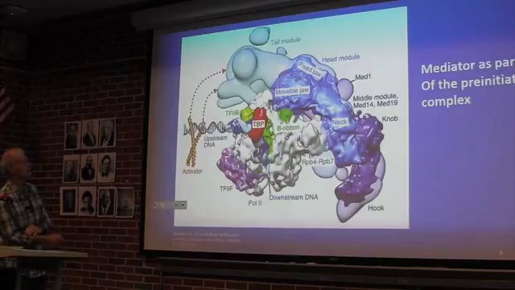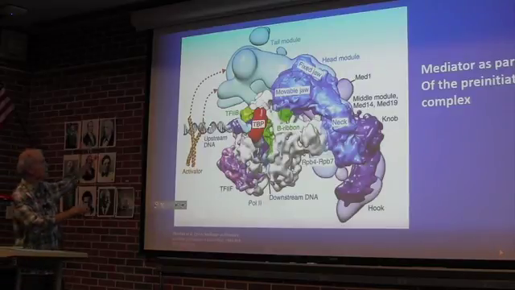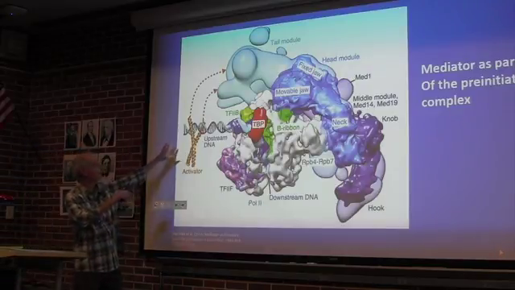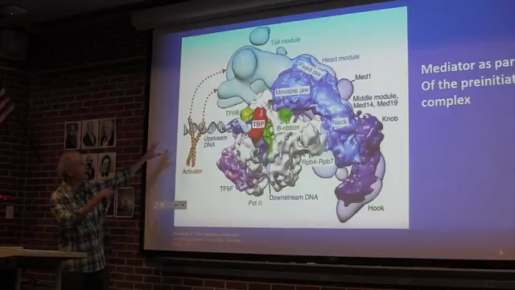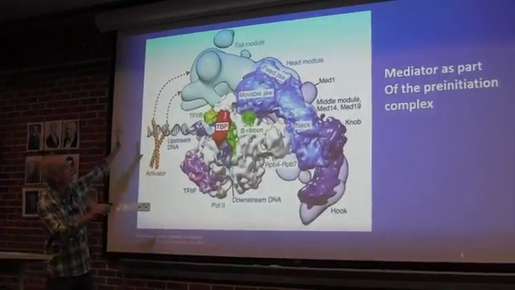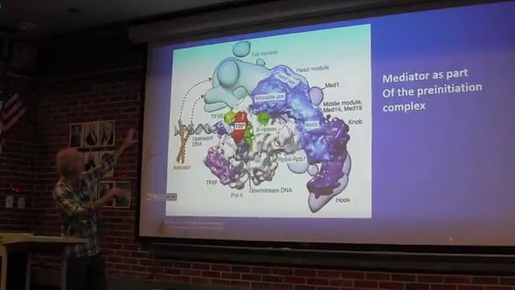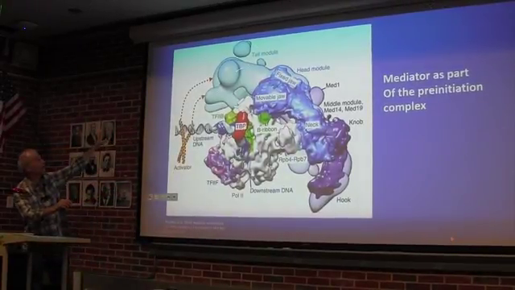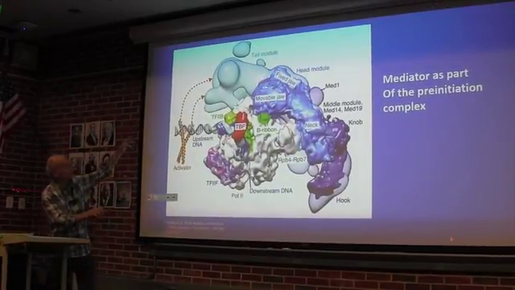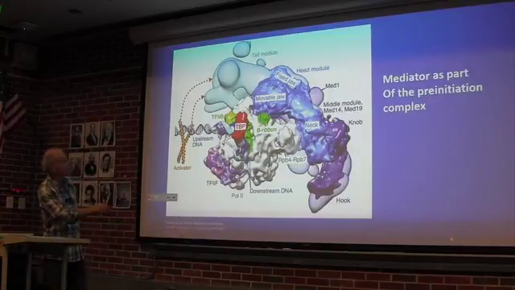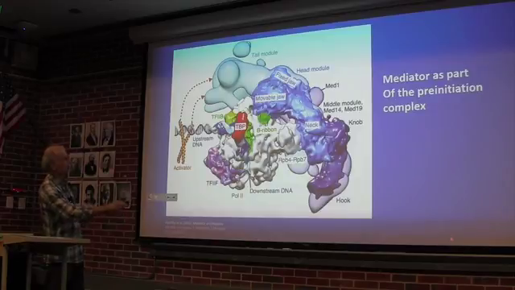Here you see another picture of it. Here you see the DNA. This is a transactivator, and it's recruited mediator here. This would be the tail module, so you see recruitment occurring through interactions with the tail, and then this should be the middle again.